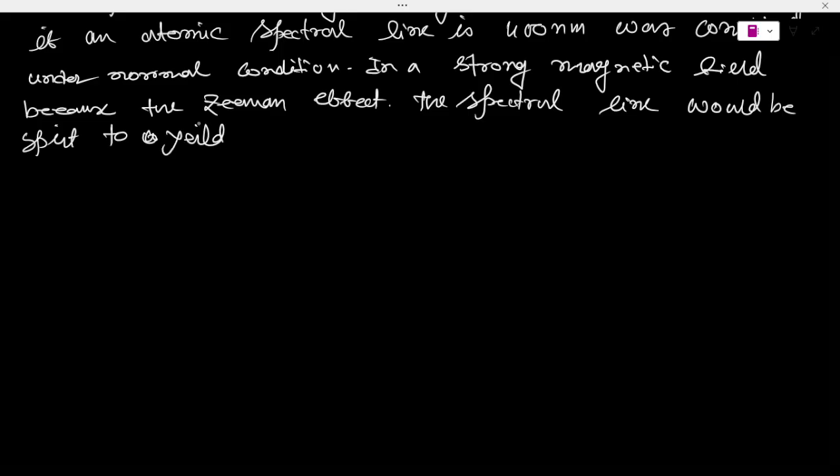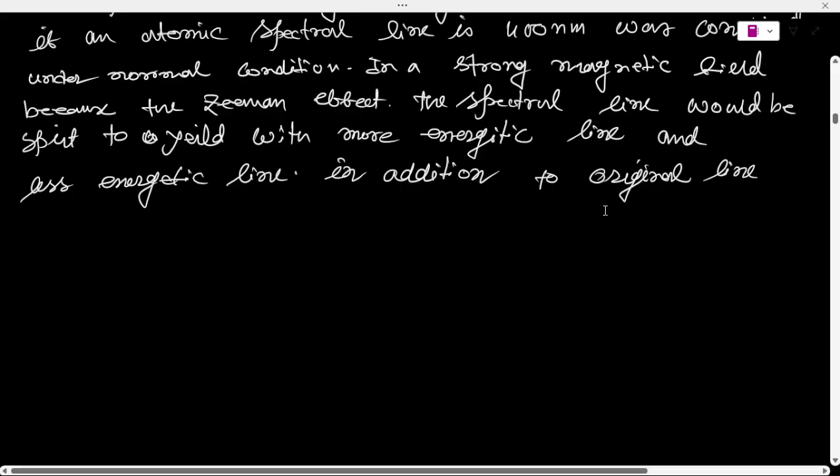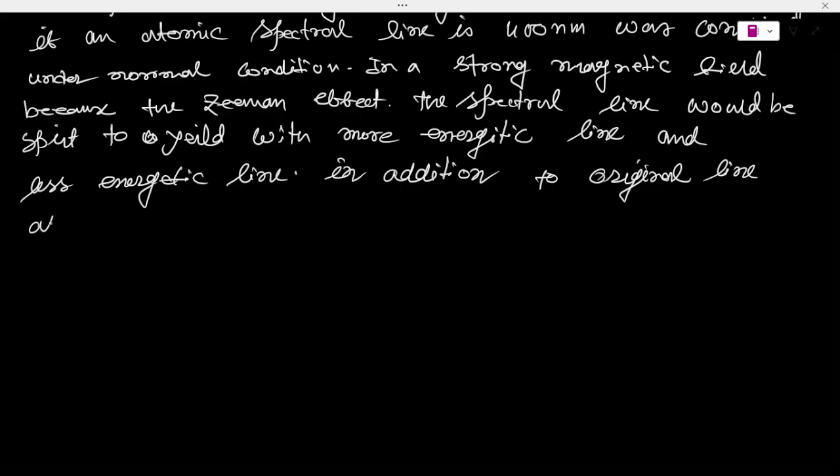So the spectral line would be split into more energetic lines and less energetic lines, in addition to the original line at 400 nanometers.